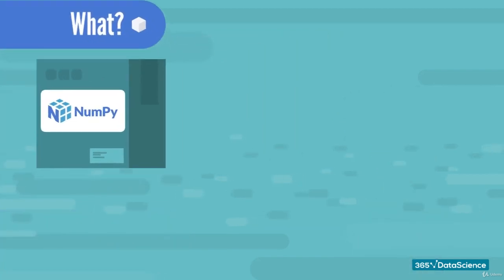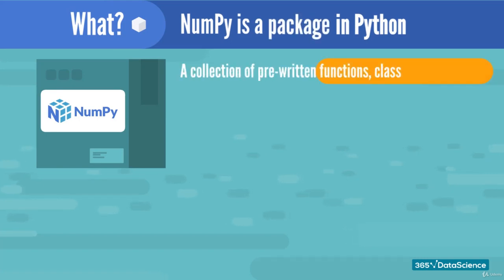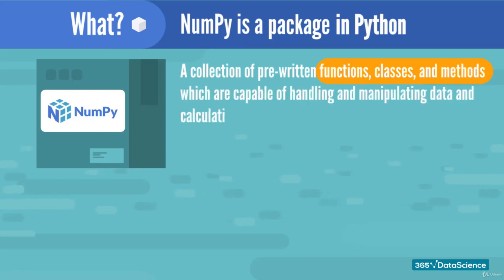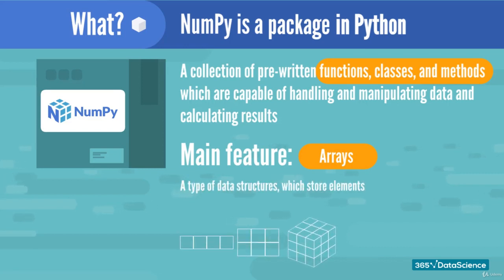Starting from the what part, NumPy is a package in Python. Other suitable words are library and module, but we'll stick with package for the sake of consistency. This package is a collection of pre-written functions, classes, and methods which are capable of handling and manipulating data and calculating results. The main feature of NumPy is it's easy to use and manipulate arrays. These arrays are a type of data structures which store elements and refer to their values via integer indices. We'll be exploring them in depth in just a few minutes, so don't go anywhere.